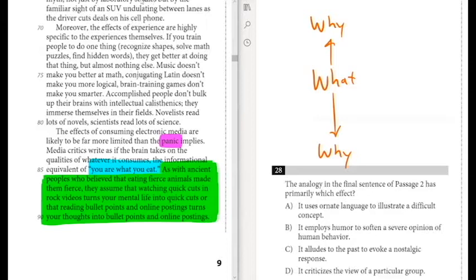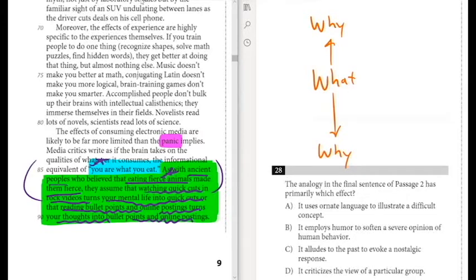So what's happening here now? Instead of comparing it to some low-level phrase like you are what you eat, now we're hearing that it's being compared to ancient people who believed that eating fierce animals made them fierce. So in other words, some idea that's just totally ridiculous. And the idea that watching quick cuts on rock videos turns your mental life into quick cuts, or reading bullet points in online postings turn your thoughts into bullet points in online postings, is being compared to two ridiculous statements. You are what you eat, or eating fierce animals makes you fierce.